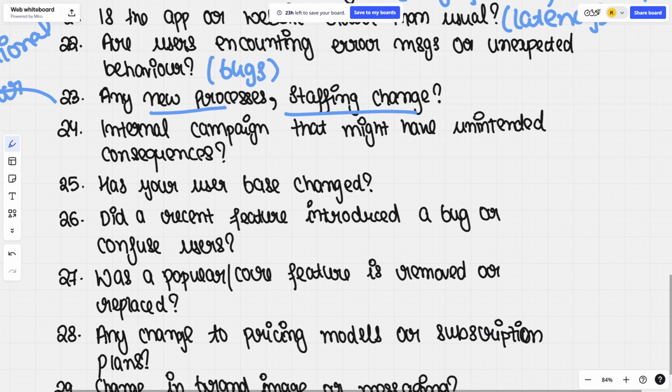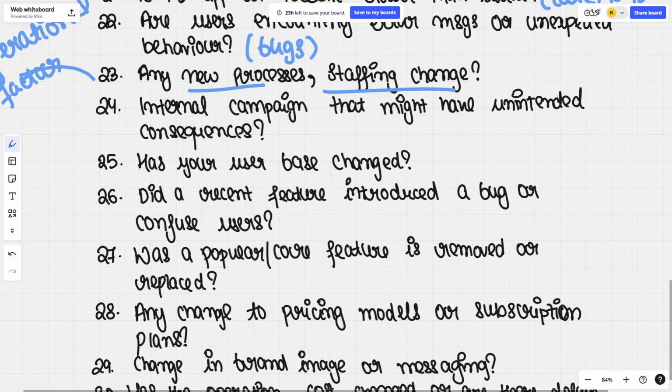Next is internal campaigns that might have unintended consequences. You might have heard about a lot of failed campaigns from companies, where they were trying to give a different message, but due to some negative PR or some outage within the social media, the message was not conveyed as intended by the company. So that might be the reason.